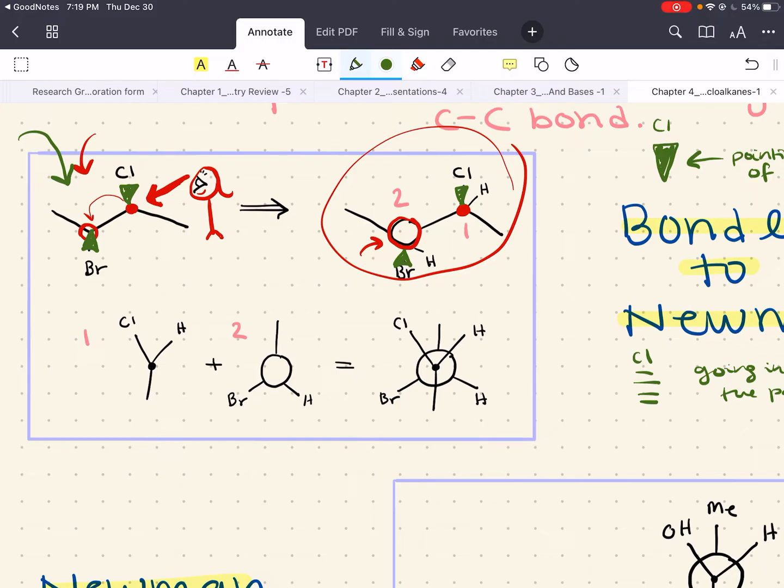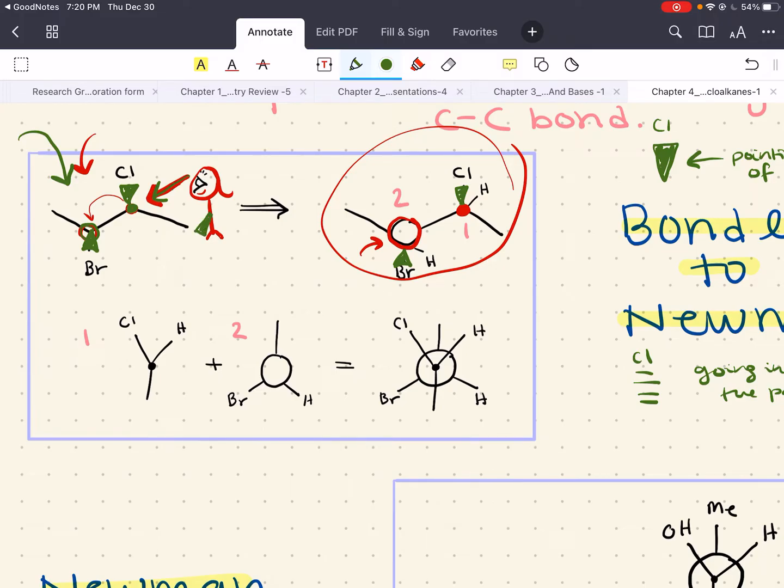So we're going to modify this. Once again, I'm looking at the carbon right here. That first carbon I'm going to draw as a solid dot. The carbon right after it, a circle. Now, looking at this molecule from here, I'm facing the chlorine on my side. The chlorine is coming out of the page while I'm looking at it like this.